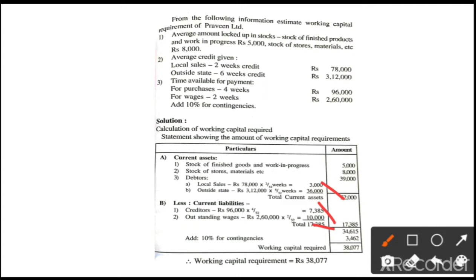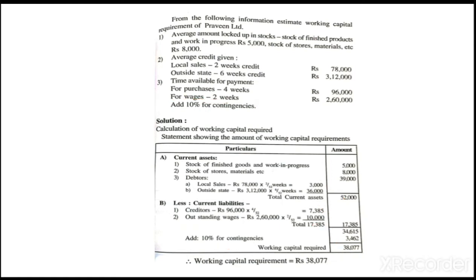If any contingencies are given in the problem, I will repeat once again: if any 10%, 20% contingency is given, it is added to the working capital. Again, add 10% of contingency on 34,615. We will get 3,462. The total working capital is 38,077 rupees. Hope you are clear on the concept of calculating working capital.